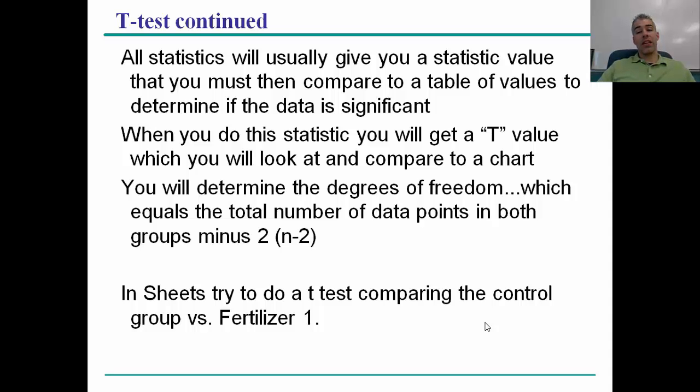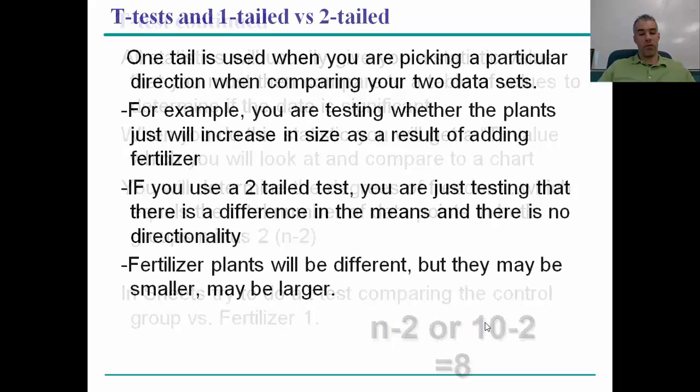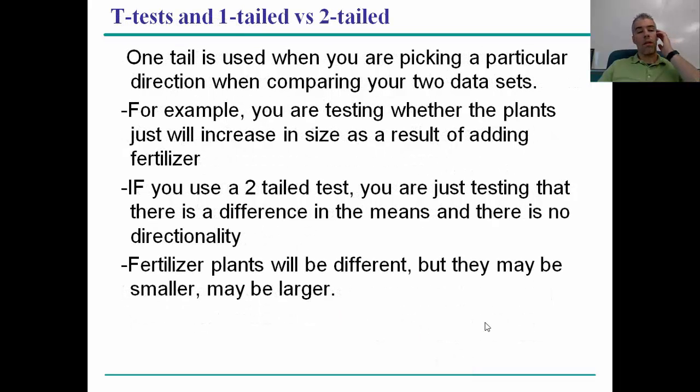So that t-value you get is a statistic value. It would be like t equals something, okay? That won't mean anything to you unless you have an actual t-chart. You then determine the degrees of freedom. So let's say you have, again, a sample size of 10. In this case, for a t-test, it's n minus 2, so 10 minus 2, so your degrees of freedom will be 8. And then you compare the two. I'm going to show you what a t-chart looks like in a little bit.